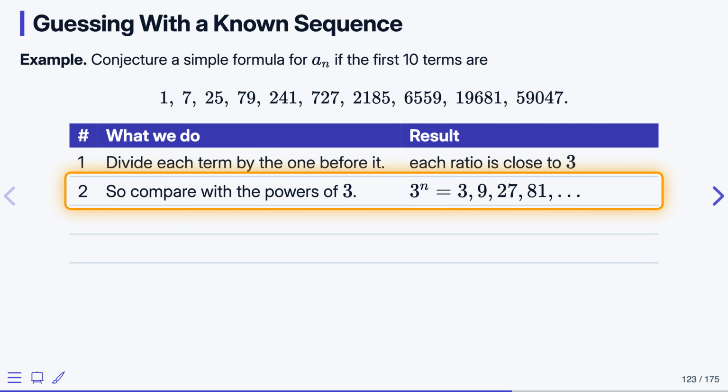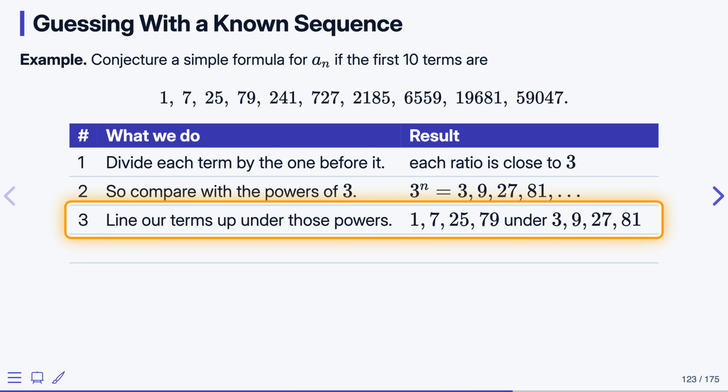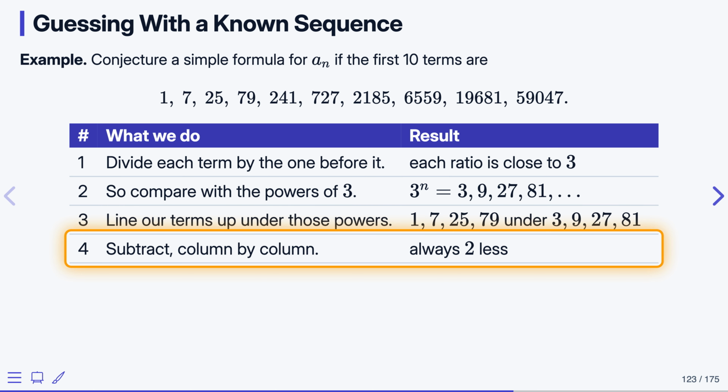Step 2. A ratio near 3 points at the powers of 3: 3, 9, 27, 81. Step 3. Now line the two lists up. Our terms are 1, 7, 25, 79. The powers are 3, 9, 27, 81. Step 4. Subtract column by column. 3 minus 1 is 2, 9 minus 7 is 2, 27 minus 25 is 2, 81 minus 79 is 2. The gap is always 2.